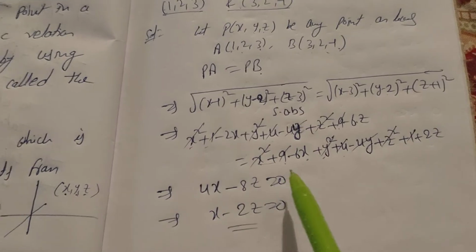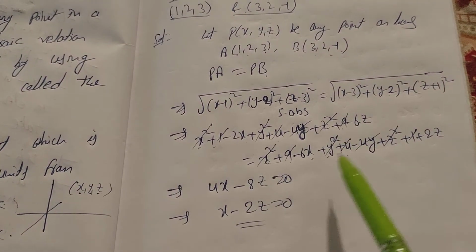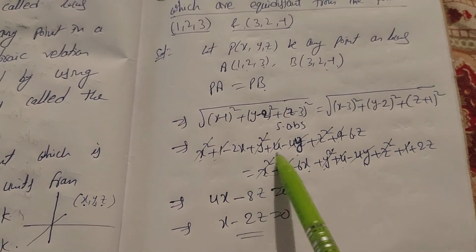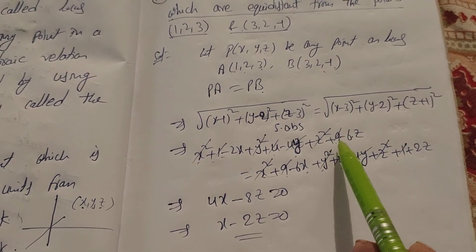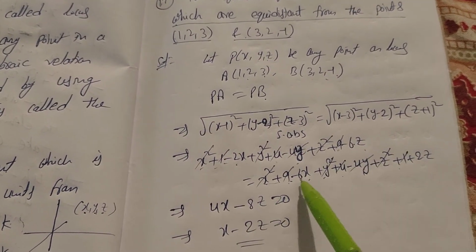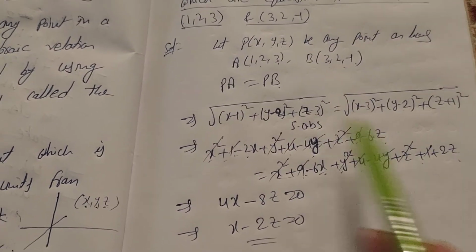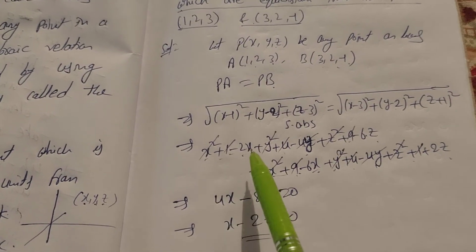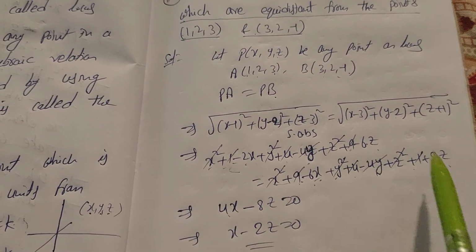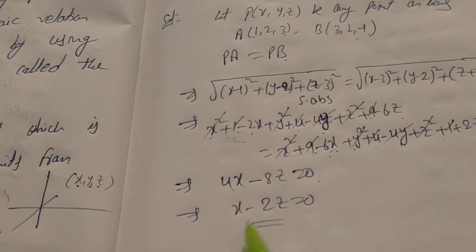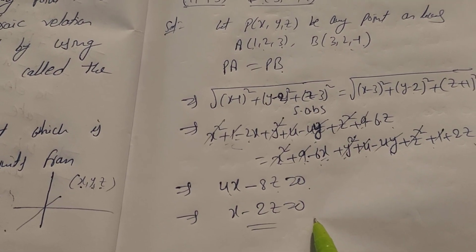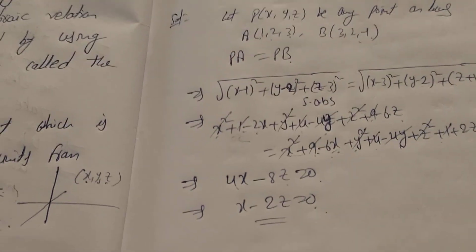plus z square plus 1 plus 2z. Here x square, y square, z square cancel, and this minus 4y cancels, 4 cancels, 1 cancels, and this 9 cancels. Now we have minus 2x minus 6z is equal to minus 6x plus 2z. Transpose all to the left side: minus 2x plus 6x gives 4x, minus 6z minus 2z is minus 8z, is equal to 0. Take 4 common, we have x minus 2z, and 0 by 4 is equal to 0. So we have x minus 2z is equal to 0. This is the answer for this question.